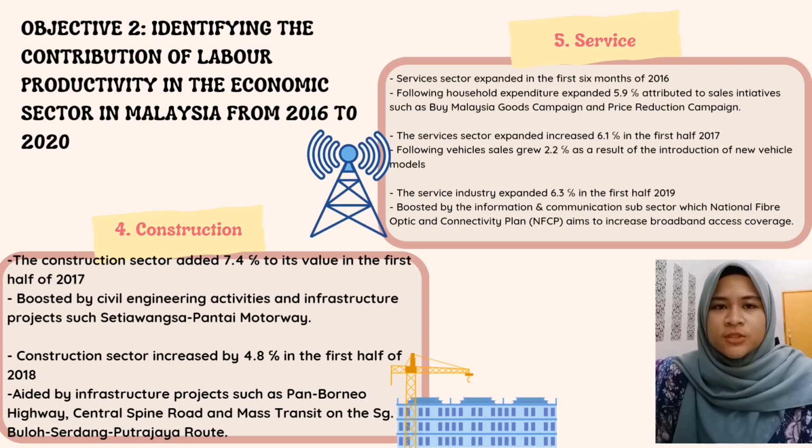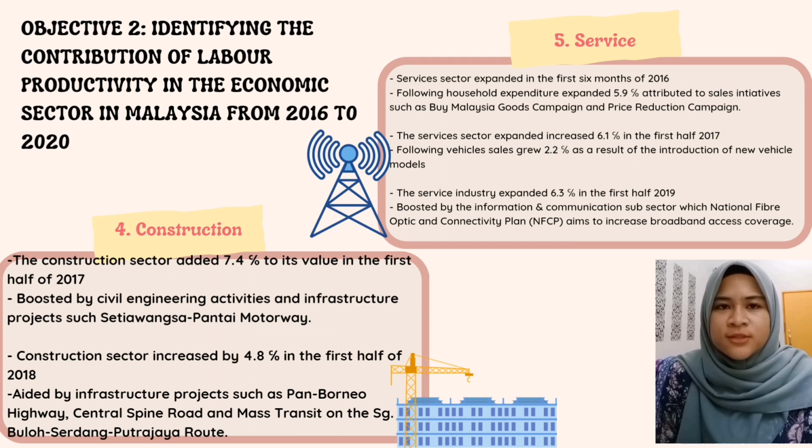Number four is construction. The construction sector adds 7.4% to its value in the first half of 2017, boosted by civil engineering activity and infrastructure projects such as Setiawangsa Pantai Motorway. Construction sector increased by 4.8% in the first half of 2018, aided by infrastructure projects such as Pan Borneo Highway, Central Spine Road, and mass transit on the Sungai Buloh, Kajang, and Putrajaya Road.